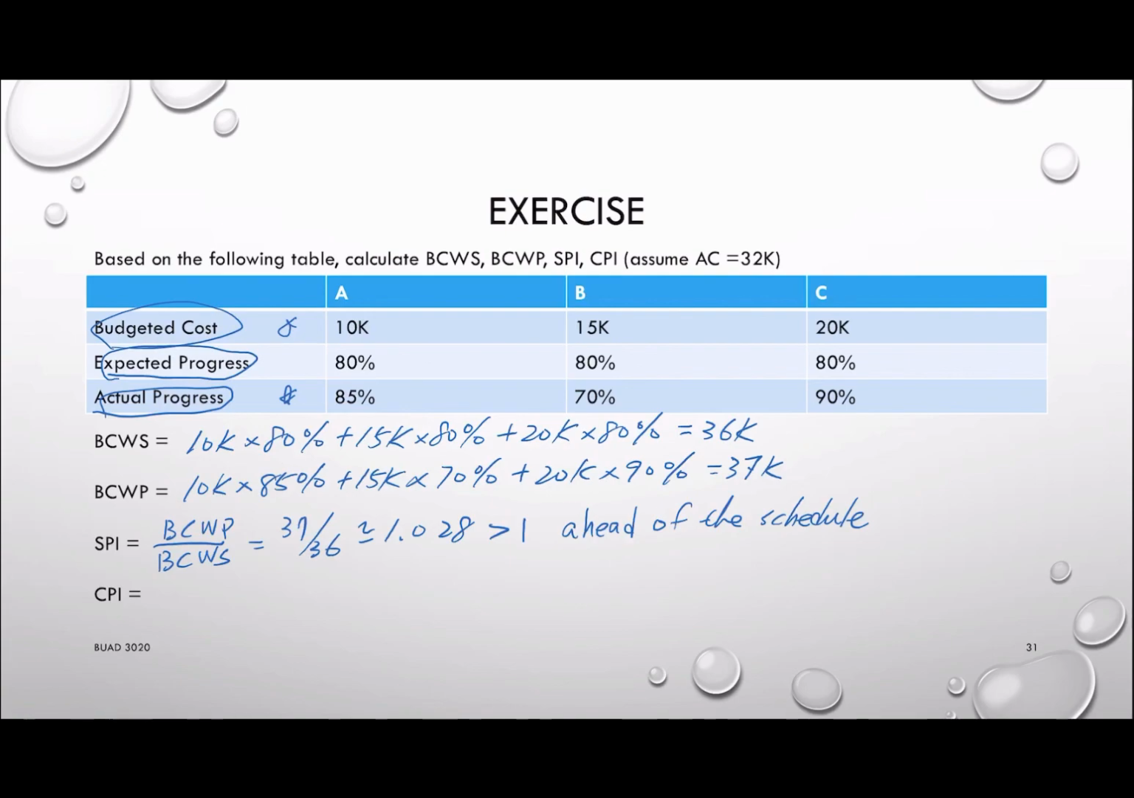Okay, how about the CPI? In order to calculate CPI, it will be BCWP divided by AC. AC is given right here. So the answer will be 37 divided by 32, roughly equal to 1.156, which is greater than 1. When you have the CPI greater than 1, it means that you are under budget. So in this case, we are ahead of the schedule. We are also under budget, which means we are doing a pretty good job to keep this project on track.